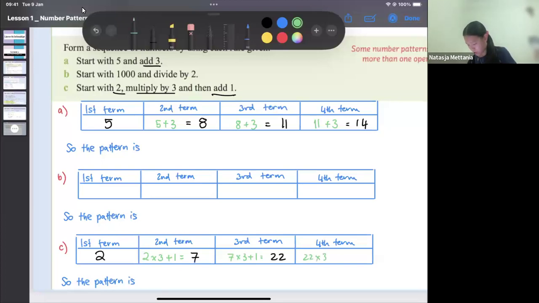22 times 3 plus 1. When it gets harder, just use your calculator. 22 times 3 gives me 66, plus 1, 67. That's it. That's the end of the lesson.